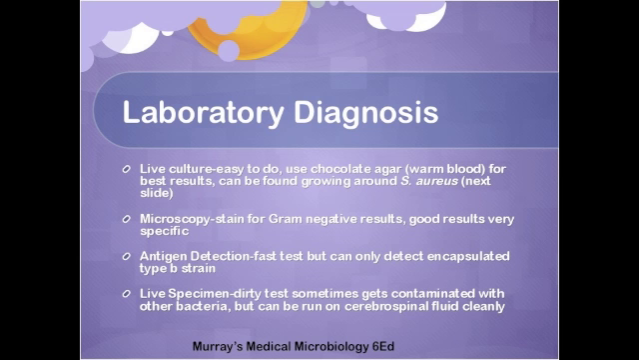Antigen detection is another way you can test for it. It's a fast test, which is advantageous, but it can only detect the encapsulated type B strain and cannot test for the non-encapsulated strain, which we often need to look for in today's world since we have the vaccine for the encapsulated form. Live specimen is another way to do it. It's a dirty kind of test because sometimes it can be contaminated with other types of bacteria, but it can be done on cerebrospinal fluid if you want it to be done cleanly.